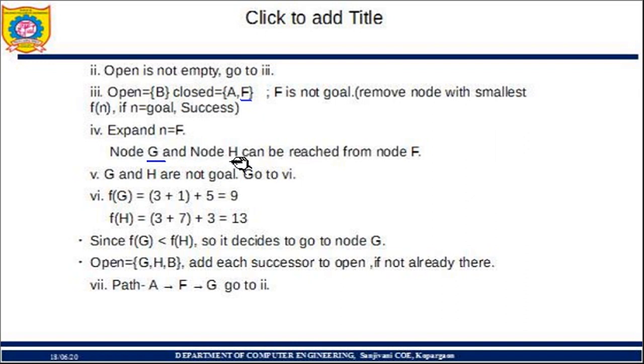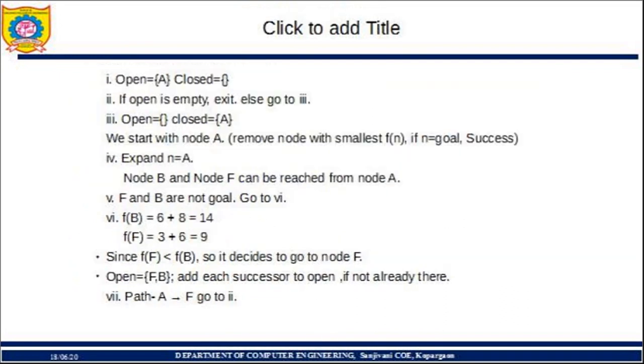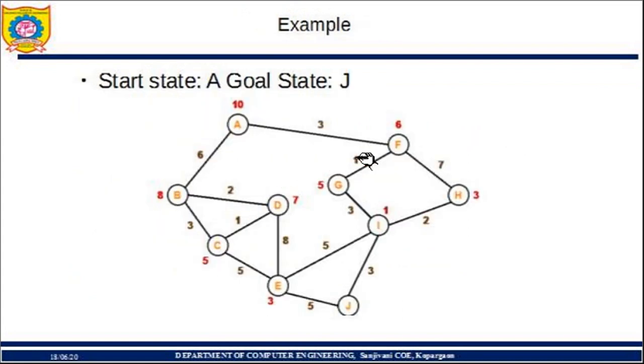So what are the children of F? G and H. G and H are not the goal states. They can be reached from node F. They are the children of F. Both are not the goal states. So again, compute F for G as well as H. I'll show you how to compute F for G as well as H.